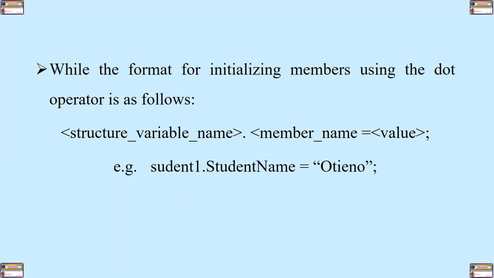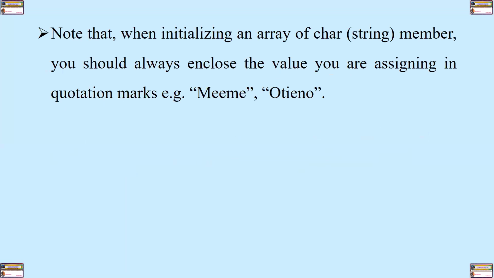The second statement here simply means assign the value 100 to a member called CAS score, which can be accessed through the student1 variable. Note that when initializing an array of char, that is a string member, you should always enclose the value you are assigning in quotation marks, as you have seen.